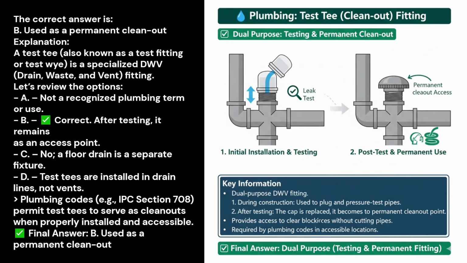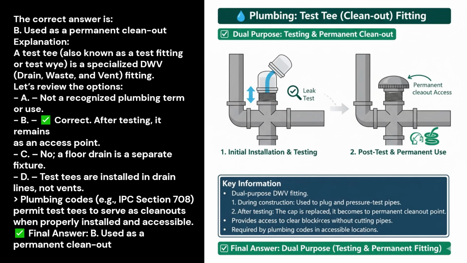Explanation. A test tee, also known as a test fitting or test Y, is a specialized DWV, drain, waste, and vent, fitting that serves two primary purposes. 1. Testing the system for leaks. During initial installation, a test tee allows a plumber to cap or plug the system and fill it with water, or air, to check for leaks. 2. Providing future access for cleaning.